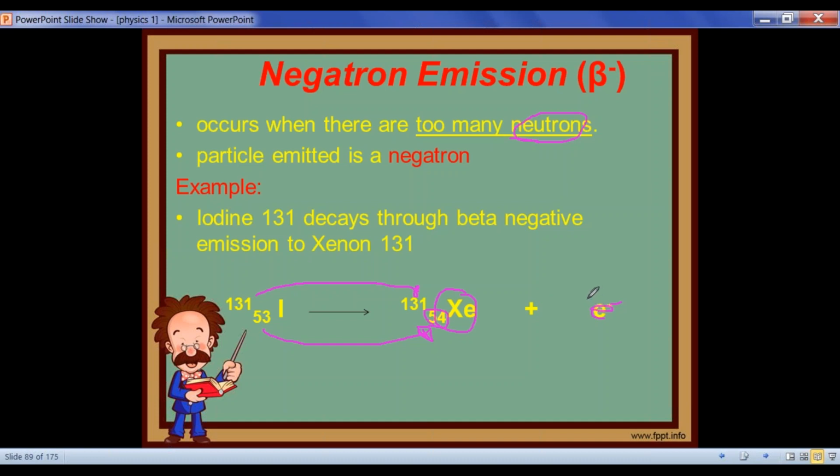Yung mga na-discuss po sa quantum physics, mga quarks, muon, marami po yan. Marami po siyang klaseng particles inside the nucleus, hindi lang po protons at saka neutrons. So, electron, negative charge, also comes from the nucleus in this type of decay. Okay?